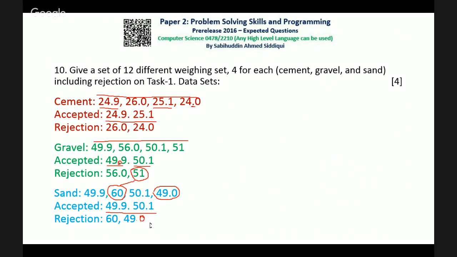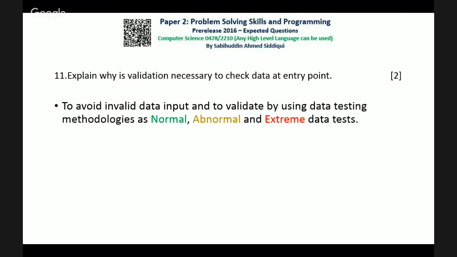Now question number 11: explain why validation is necessary to check data at the entry point. Now to understand clearly, the answer is to avoid invalid data input. That means, for example, if the field requires a number and you input characters, it should not be accepted by the system. That is why it should be tested at the entry point. To validate means that you have to check whether the correct data type is entered or incorrect. If correct, then accepted. If incorrect, then do not accept.